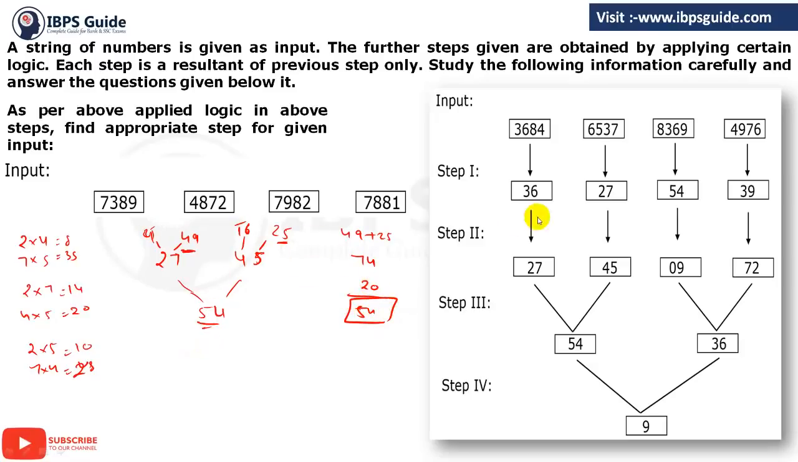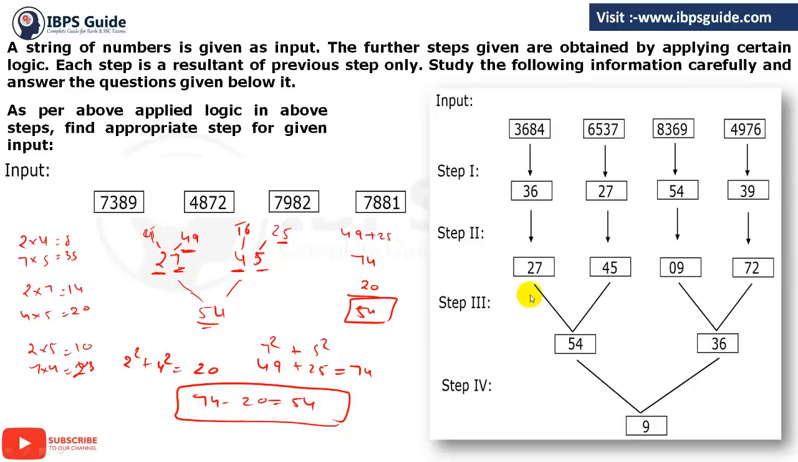54. So what are you doing? You are taking the first digit of this number and the first digit of that number, that is 2 square plus 4 square, that will form 20, and the second digit of this and the second digit of that, that is 7 square, 49, plus 5 square, 25, and you are getting a total of 74. Now finding the difference, 74 minus 20, you are getting 54. Clear or not? So this is how you find step number 3.